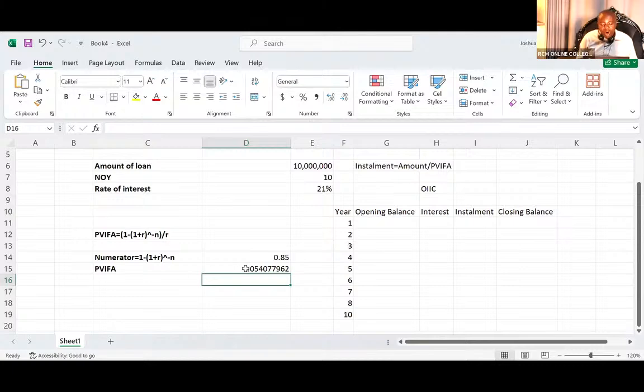So let's see how many of us have been able to get this PVIFA using this formula. Let's see. How many of us have been able to get that PVIFA using the formula? Thank you, I can see so many messages done from Vanessa. I repeat, great, I can see. Type E9 is missing. Thank you very much, Ines. Thank you very much, Onyango.